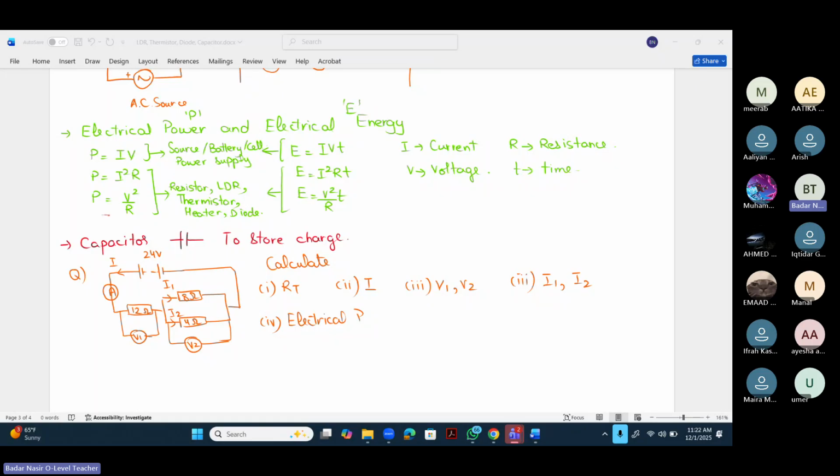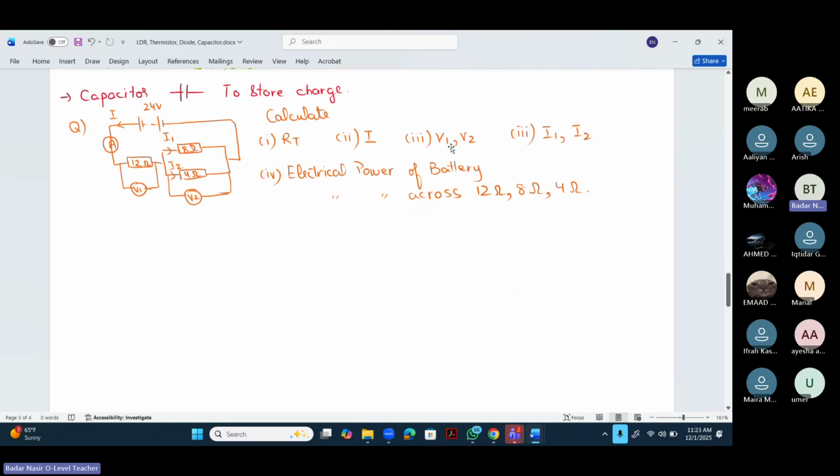That is only for the final answer. But let's say if you are using a value from a previous part, then you have to use three significant figures only. So, the electrical power of the battery, and let's say we have to calculate the electrical power across the 12 ohm resistor, the 8 ohm resistor, and the 4 ohm resistor. Okay, so this is the question.